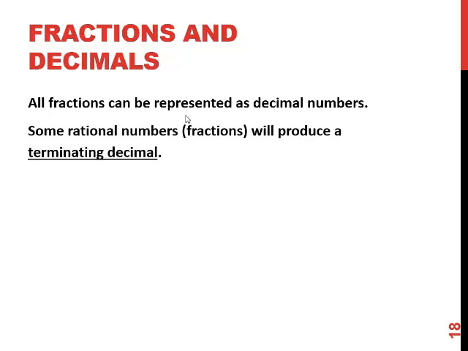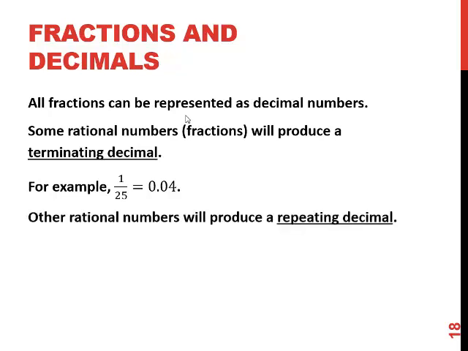So, some rational numbers or some fractions will produce a terminating decimal. For example, 1/25 is the same as 0.04. Other rational numbers will produce a repeating decimal. For example, 5/9 is 0.555555, and it keeps going forever. You'll notice the digit 5 is what's being repeated, so in order to represent that, we do 0.5 and we put this bar over the top. So it's 0.5 repeating.